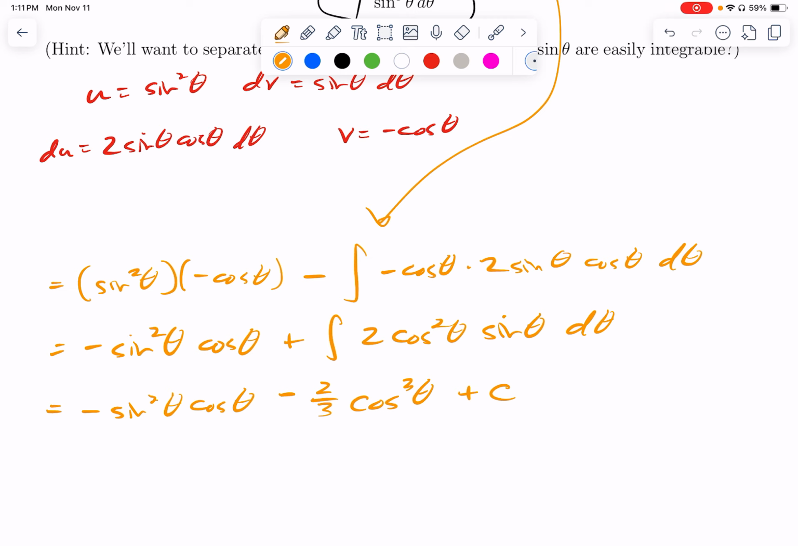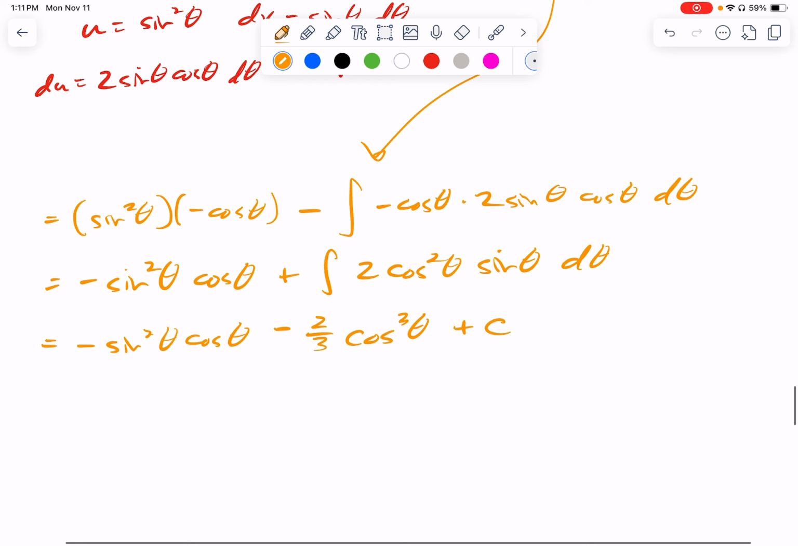So this is one version of the answer. Now I'm going to do a little switch just to present it in a way that perhaps seems more elegant, and then we'll see a symmetry with the other one. So I'm going to make another substitution.